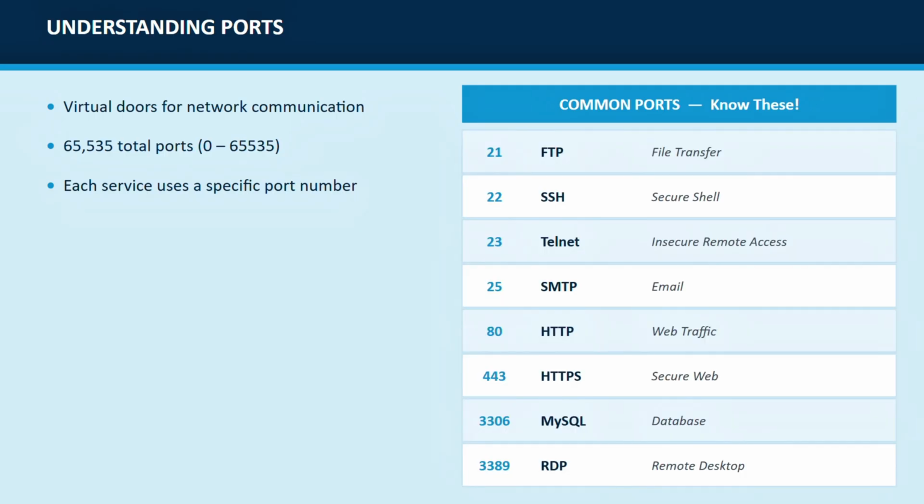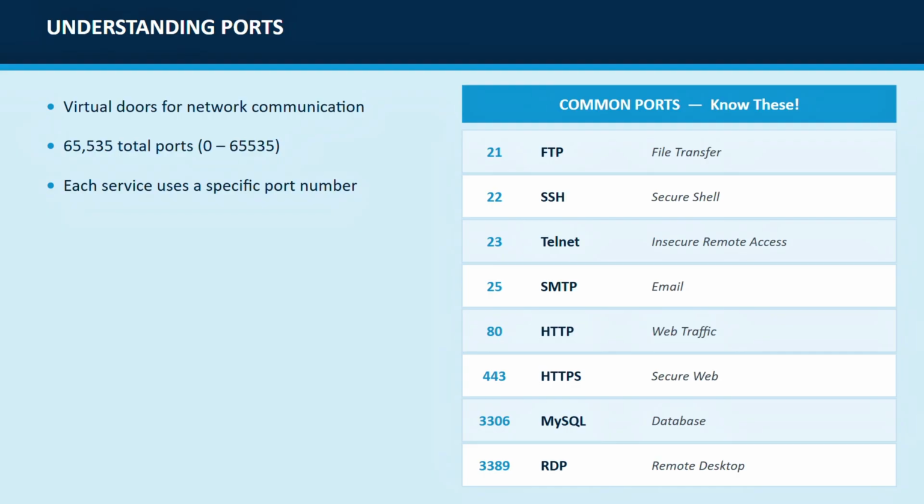The first one here is port 21, that is the port used for file transfer protocol, and as the name implies, it is used for file transfer. The second one here is port 22, and this is SSH. It is used for secure shell access. The third one is port 23, and this is telnet. It is used for insecure remote access. The next one is port 25, which is SMTP, and it is used for email.